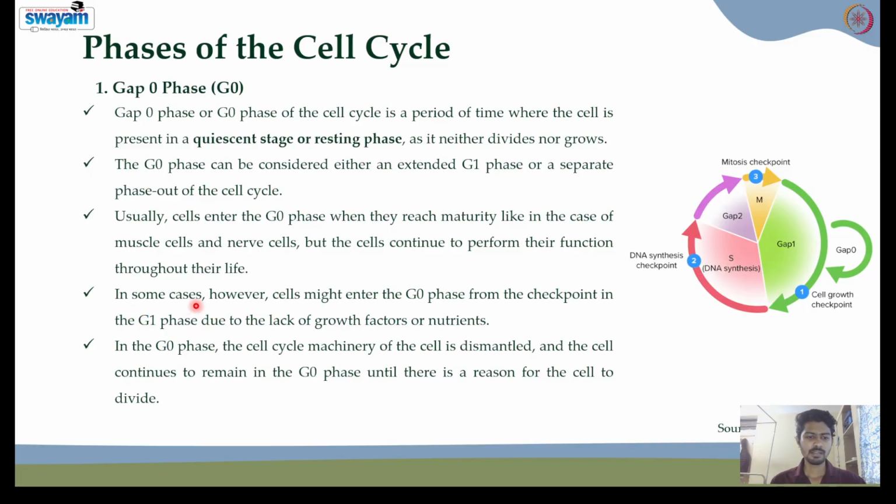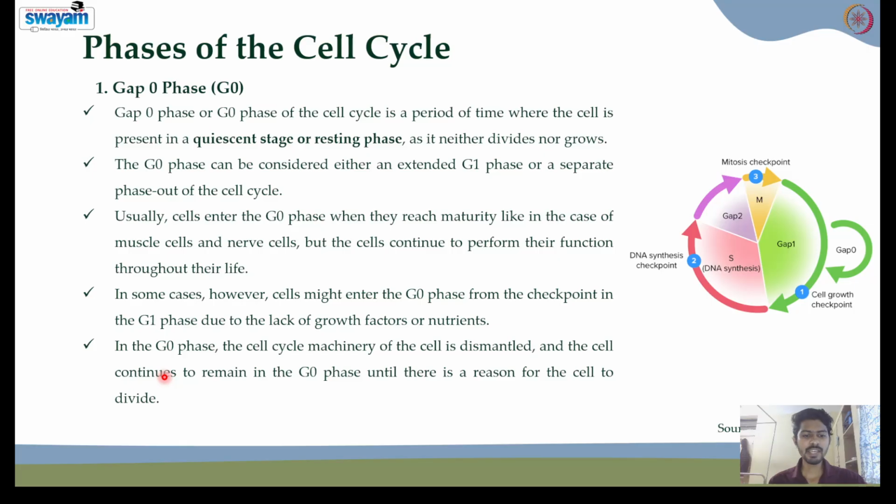In some cases, however, the cell might enter the G0 phase from the checkpoint in the G1 phase. What happens if the cells do not have appropriate growth factors or nutrients, or if the cell senses that it does not have enough energy to carry out division? Then it will not enter the G1 phase. These cells remain in the G0 phase due to nutrition limitation or lack of growth factors.